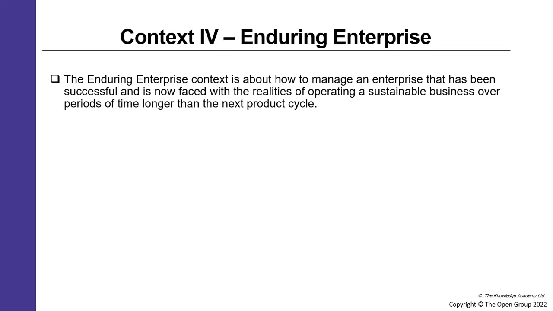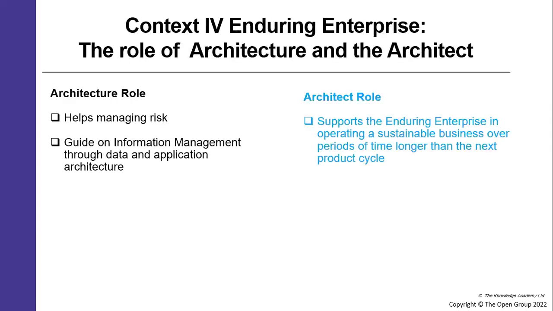For example, it can help you with managing risk and information management, and a sustainable business can be developed. The architect can help you with that. So, enduring enterprise. Have a look at this. The manager guides the information management through data and application architecture, and supports enduring enterprise and the stability of the business over a period of time. Okay, got it.